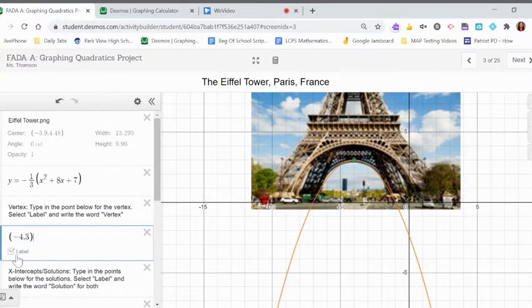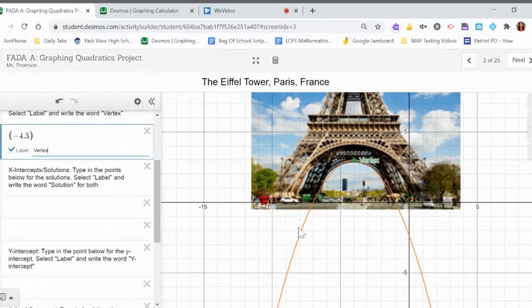When you put in that point, this word label appears. So I'm going to check that box and I'm going to type the word vertex. That is the vertex of this quadratic graph, okay? We're going to continue and do that for all the different parts of this graph. So next it says x-intercepts and solutions. It says type in the points below for the solutions. Select the label and write the word solution for both.